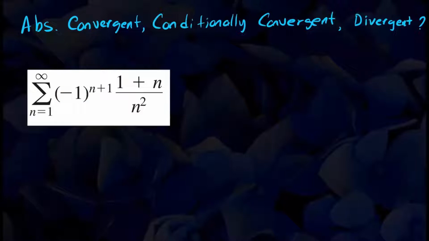If you're not familiar with any of these tests that we're going to do, I'll leave a link in the description box for you to check out every test that we can run for a particular series. Since this is an alternating series, we'll go with the alternating series test first, see if it converges, and then we'll throw in the absolute value. So, let's check this out.